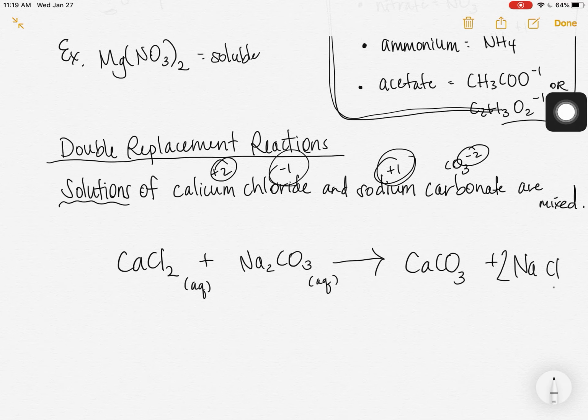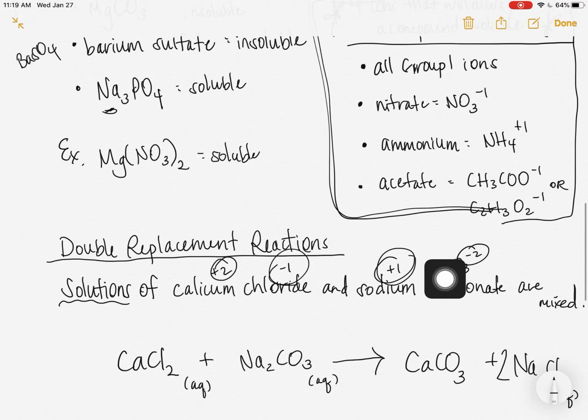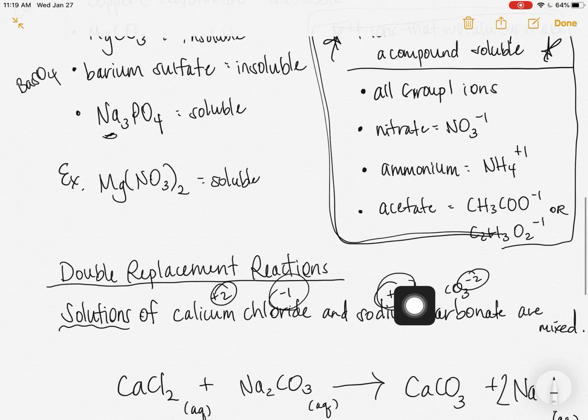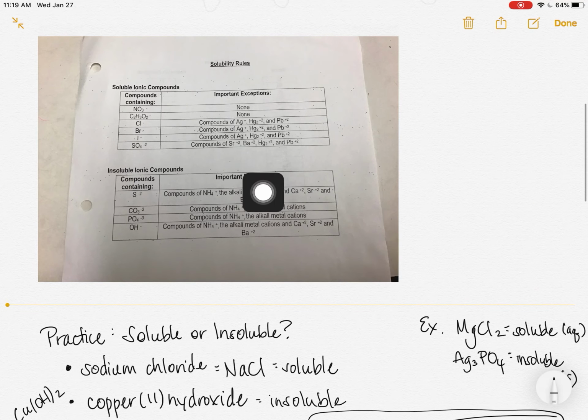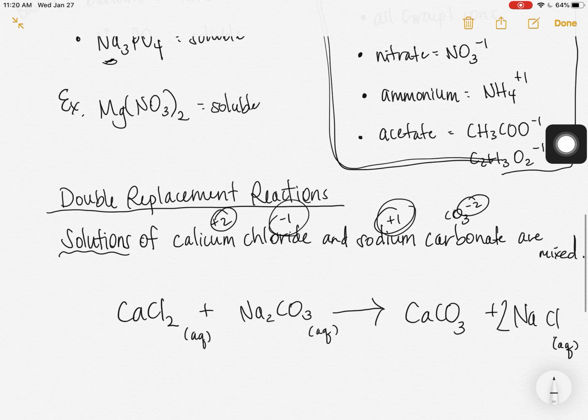And so this one's a no-brainer. It's sodium chloride. It's aqueous. This one, however, I need to consult my table for, because unlike before, none of these things fall into my 4 easy ones to know. So calcium carbonate, here's carbonate, insoluble unless it's with NH4 or group 1. Not the case. So this is going to be insoluble.